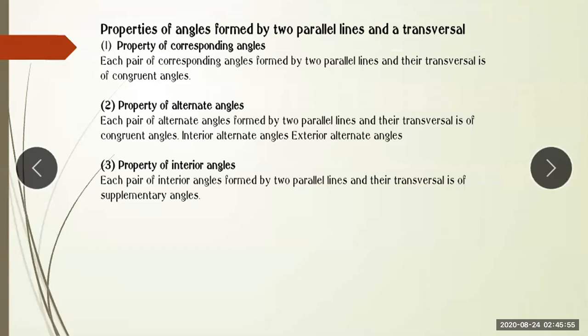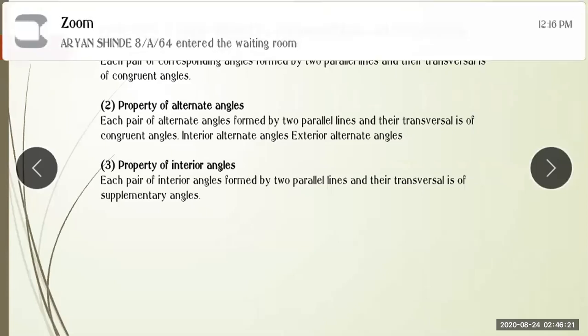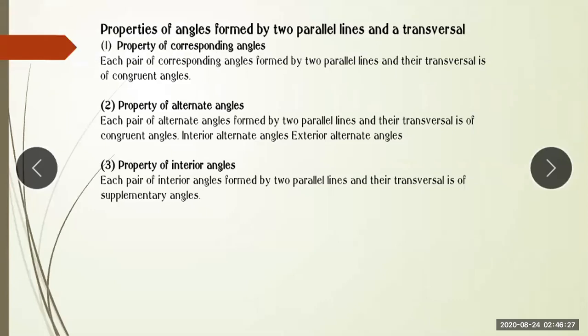Now the next property is the property of alternate angles. Each pair of alternate angles formed by two parallel lines and the transversal is congruent. Here also the alternate angles are congruent, which are formed by the two parallel lines and the transversal. Now alternate angles have two types: first is interior alternate angle and second is exterior alternate angle. Here also, interior alternate angle and exterior alternate angle.